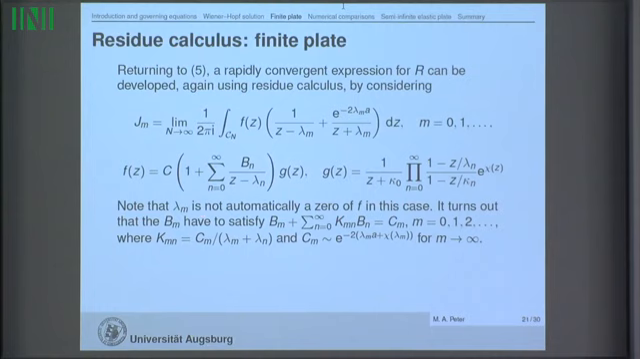Problem here is that my lambda m's, my roots of the dispersion relation, are actually not automatically zeros of f in this case because of this additional factor. But what I can do is, it turns out that those bm's, these ones here, have to satisfy this thing here, with the discrete operator kmn, given by this expression and this behavior here. If I have that, then I can move on.